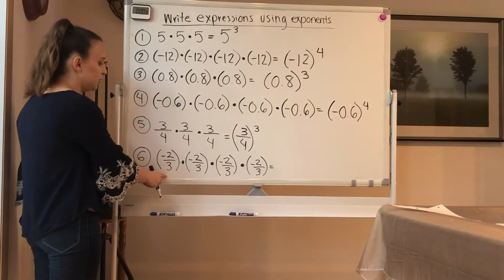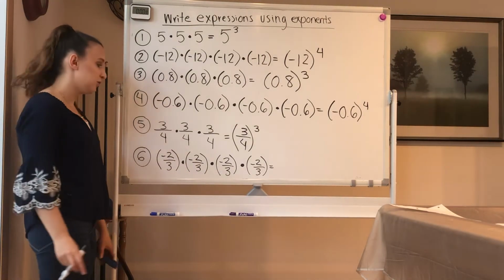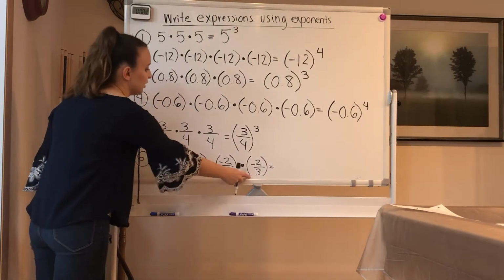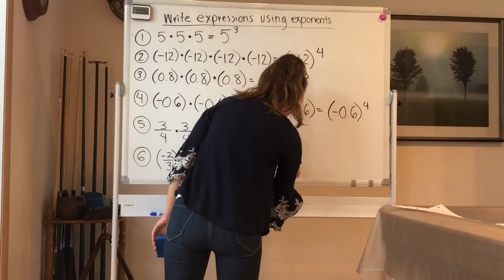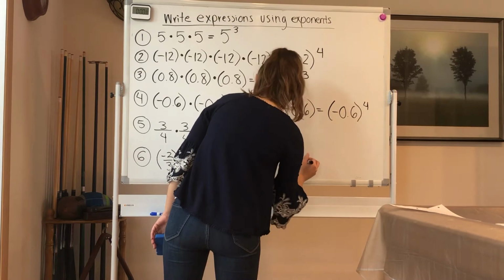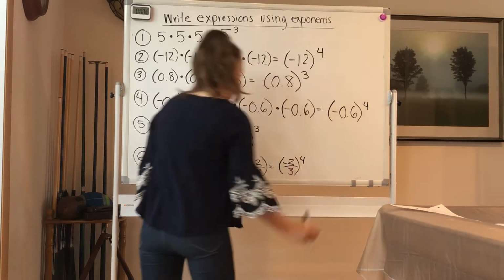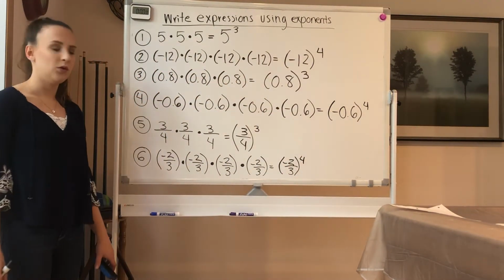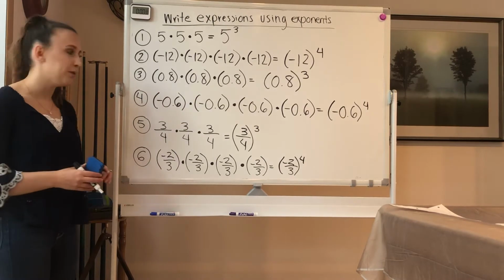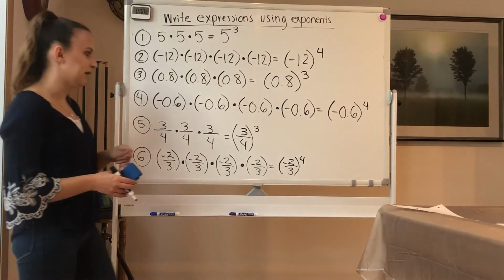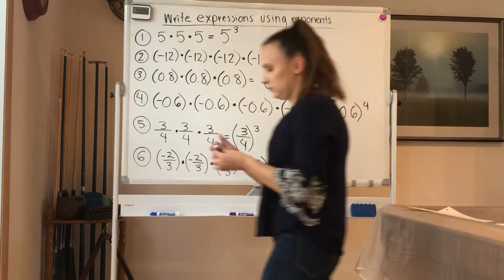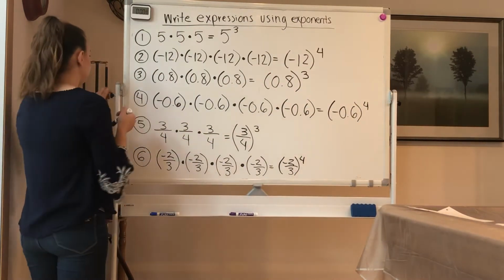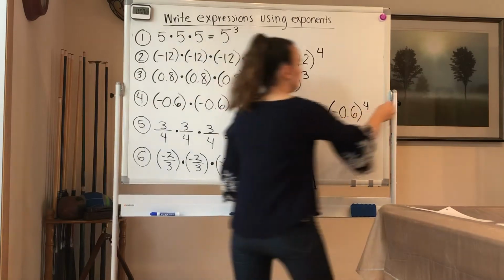Next one, negative 2/3 times negative 2/3 times negative 2/3 times negative 2/3. That is negative 2/3 to the 1, 2, 3, 4th. Okay? You can pause the video and catch up if you need to because I know there was a lot of writing that was already on the board when we started. Okay, I'm going to flip the board and go to the other side.